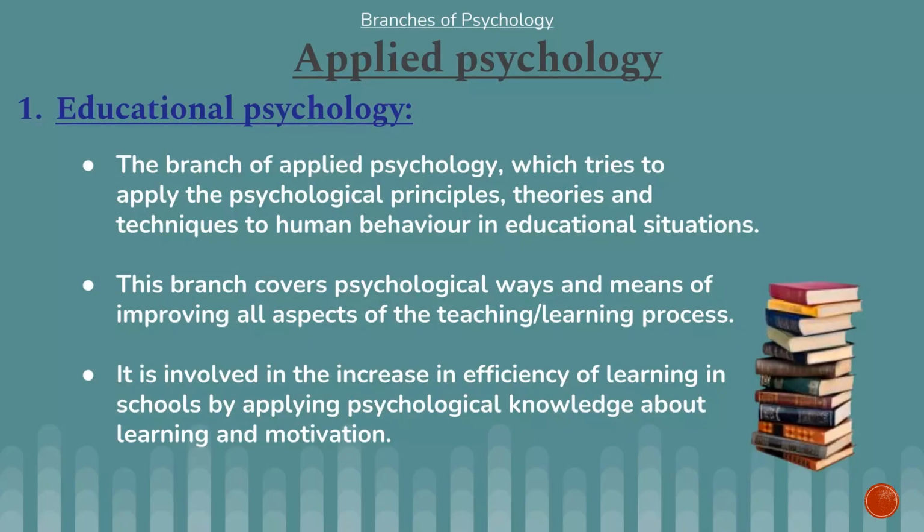What is educational psychology? It is the branch of applied psychology which tries to apply psychological principles, theories, and techniques to human behavior in educational situations. So it covers psychological ways and means of improving all aspects of the teaching and learning process. It involves increasing the efficiency of learning in schools by applying psychological knowledge about learning and motivation. So it deals with the betterment of students of a school or college to become more and more efficient.